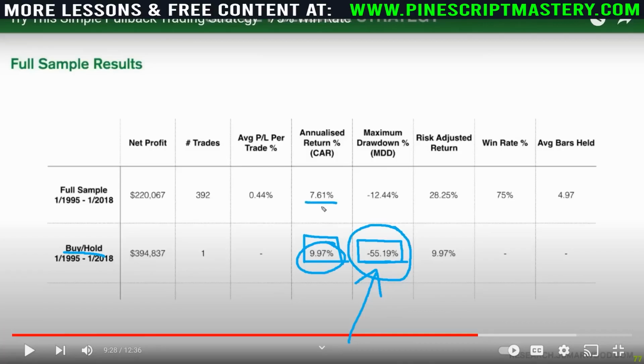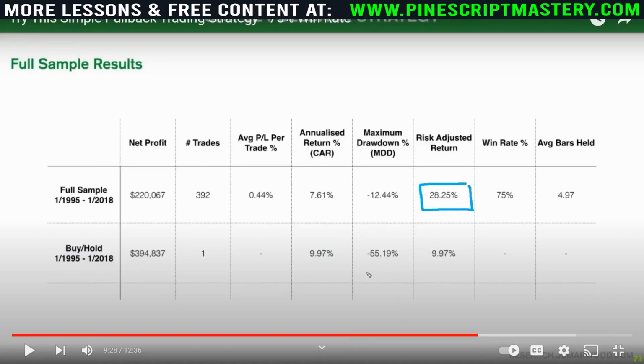Whereas this system has a slightly less return, but look at the max drawdown, 12%. I would take a max drawdown of 12% any day of the week on any strategy. That is well within my risk tolerance. And so that's kind of the idea of this strategy. It has a much better risk-adjusted return than buy and hold.